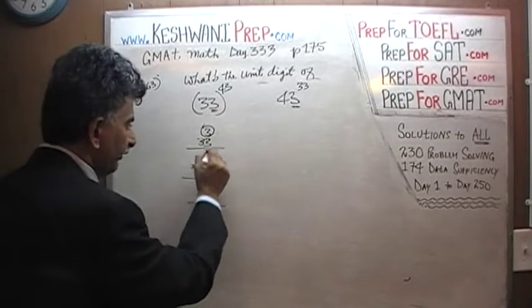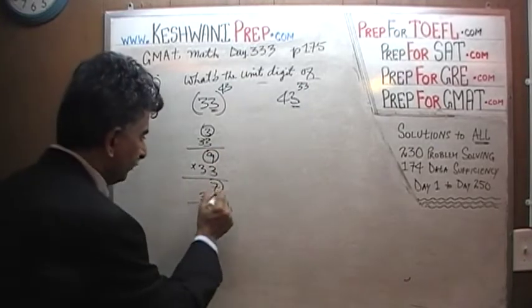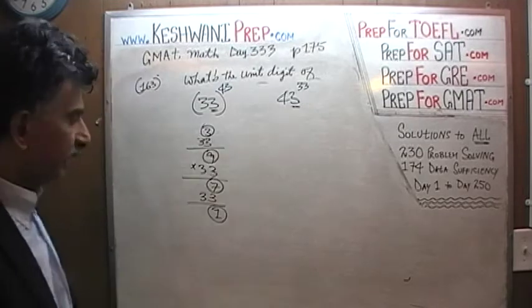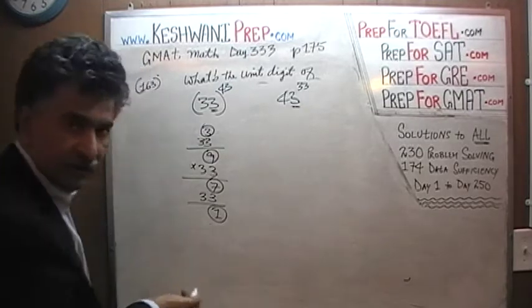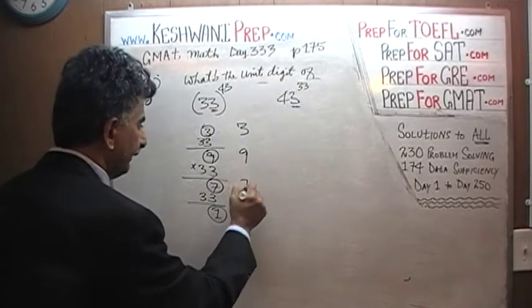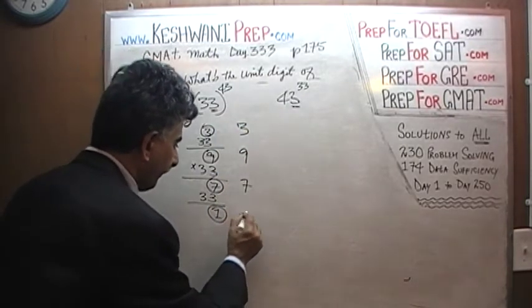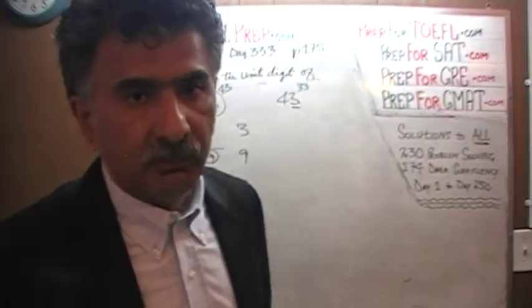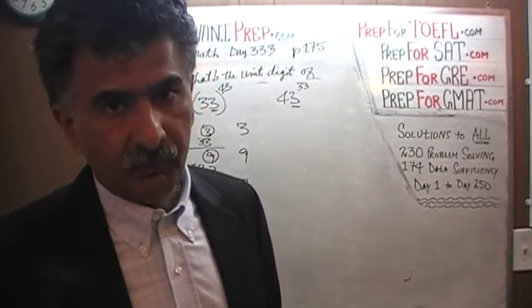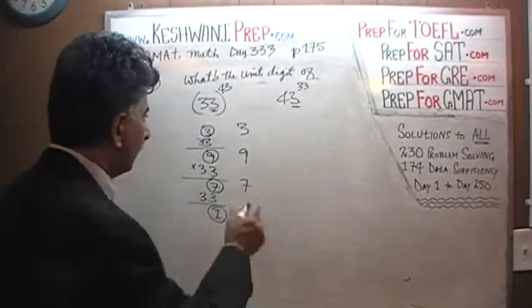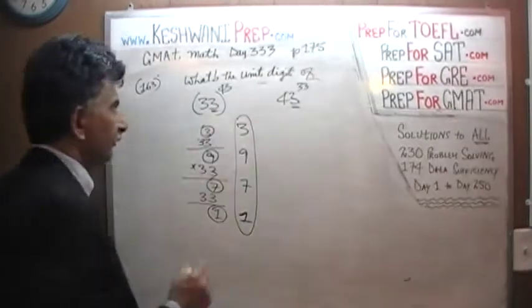33 raised to 2 ends in a 9. 33 raised to 3 ends in a 7. 33 raised to 4 ends in a 1. And then it's going to start the pattern again. If you multiply this quantity by 33, you get 3 again. So the pattern is 3, 9, 7, 1, forever and ever. It's going to repeat. There are 4 numbers in our sequence.